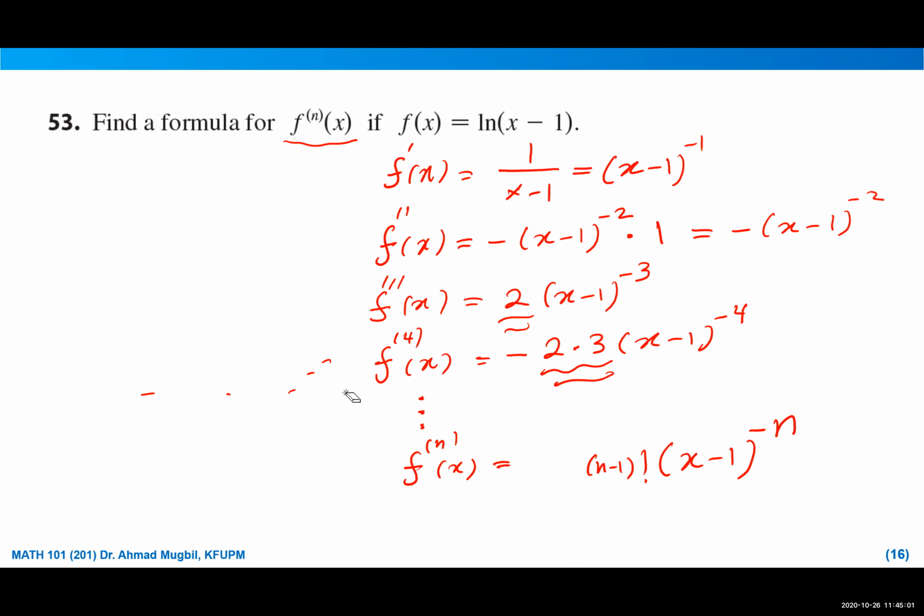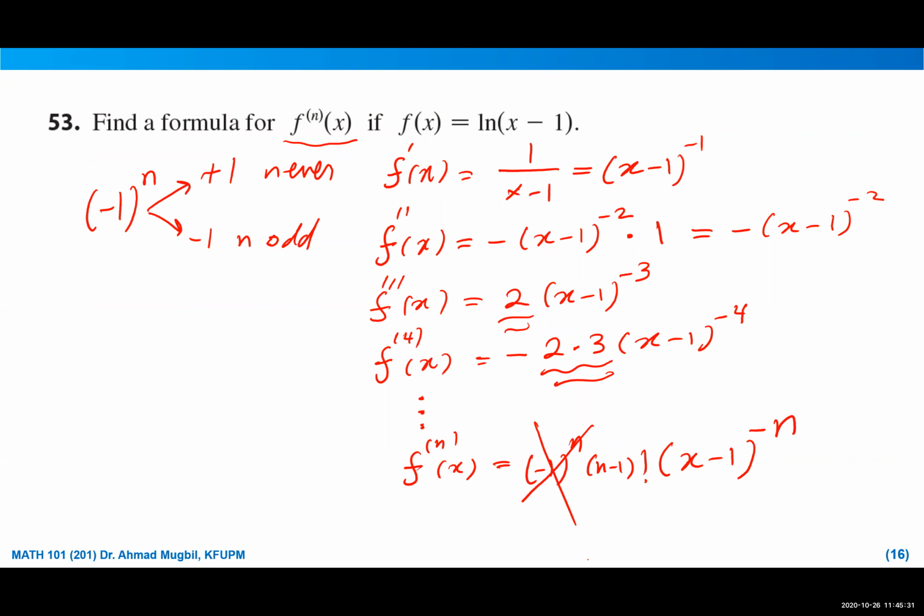Now, what about the negative? You know, guys, if it is the first derivative, it is positive. The second is negative. The third is positive. The fourth is negative. So usually we have negative 1 to the power n. This will be positive 1 or negative 1. It is positive 1 if n is even. If it is odd, it will be negative. But this is not the case here. It is the opposite. So if you write here negative 1 to the power n, this is wrong, because it would be positive when n is even, negative when odd.